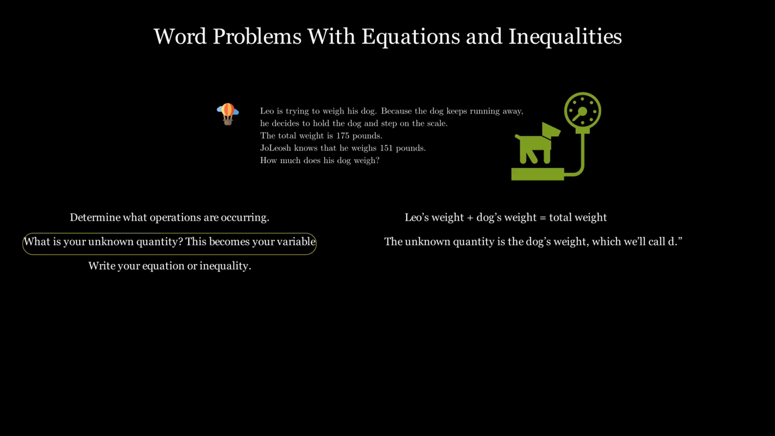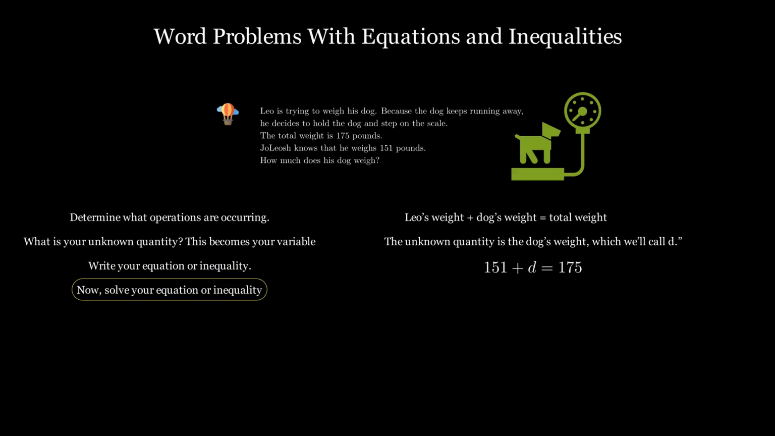The next step is to write your equation or inequality. So let's put the values in the equation. Leo's weight is 151 pounds and the total weight is 175 pounds. So the equation becomes 151 plus D equals 175. Now we have an equation to solve where we need to find the value of D. So let's solve this equation.